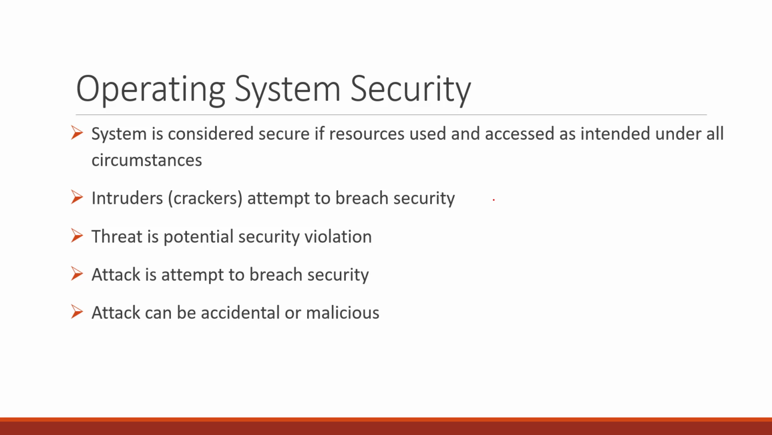Now, an operating system is considered to be secure if it is accessed in an intended way, right? So if only user 1 has access to the system, then that means that system is secure, right? If user 1 has access to the system, but some attacker A1 also gains access to the system, it means that the system is not secure. This is the whole idea of security, right?